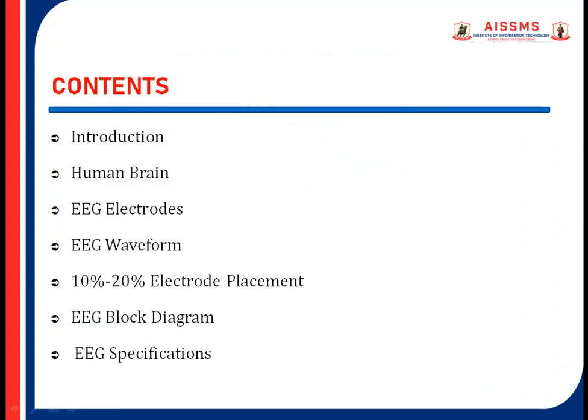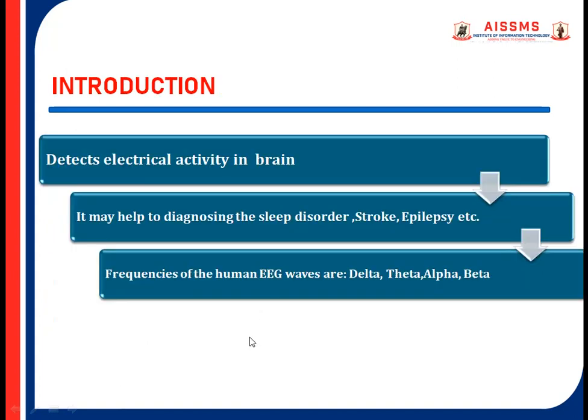These are the listed contents which we are going to discuss in this video. Introduction. EEG detects the electrical activity in the brain. EEG helps to diagnose different brain disorders such as sleep disorders, stroke, epilepsy, and so on. The frequencies of the human EEG waves are delta, theta, alpha, and beta.